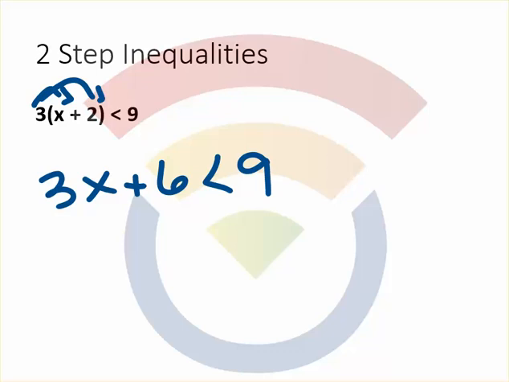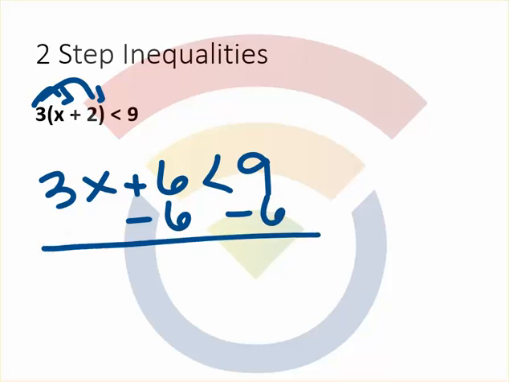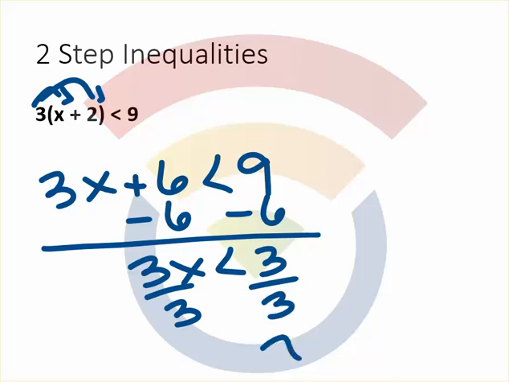In two-step equations, we undo the adding and subtracting first. We'll subtract 6 from both sides. So 3x is less than 3. To get x by itself, we divide both sides by 3. So x is less than 1.